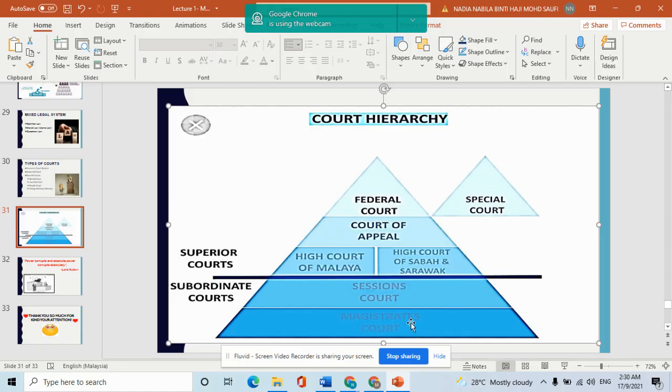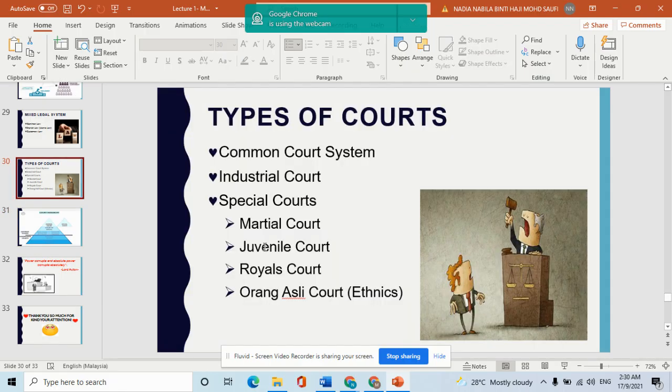Your actual originating summons would be, for example, in the magistrate court. If you're not satisfied, you can make the first appeal to the sessions court. If you're not satisfied again, you can make a second appeal to the High Court. After that, if you're still not satisfied, you will just have to live with that decision for the rest of your life. Why? Because in the Malaysian court system, we only allow a double appeal, and the tripartite court system means only three courts can be involved: from the magistrate court, to the sessions court, to the High Court. That's it.